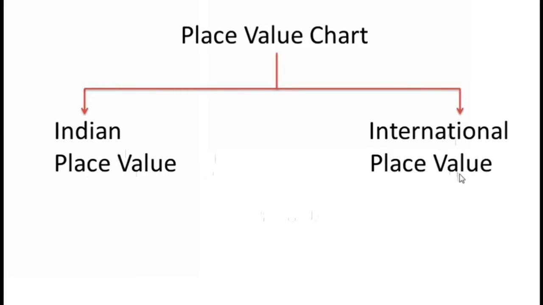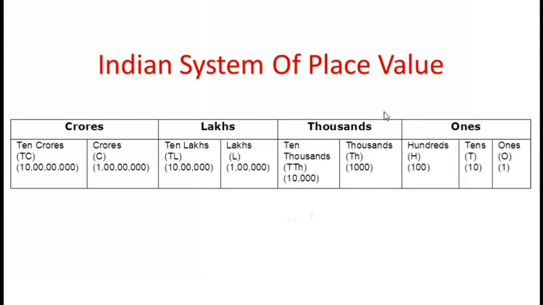First one is the Indian place value system. In this you will see one table. In this, the first group is of ones, the second group is of thousands, the third group is of lakhs, and the fourth group is of crores. Now this is divided in between three periods: hundreds, tens, ones.